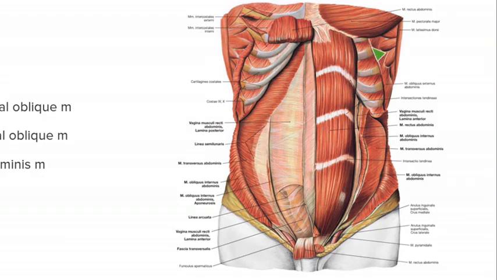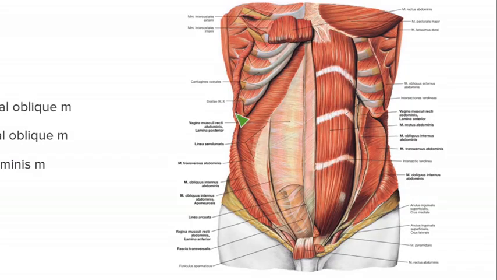Here is the cut edge of the external abdominal oblique along the rib cage. We also have the cut edge and reflection here of the internal abdominal oblique, which would lie deep to your external. And then this demonstrates the deepest flat muscle layer, which would be your transversus abdominis.